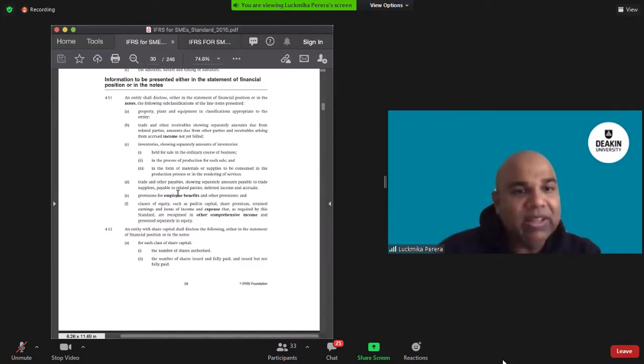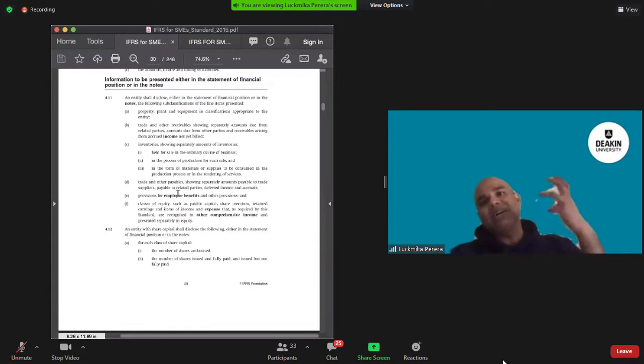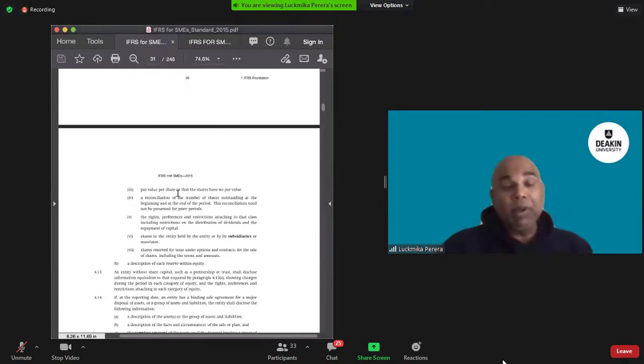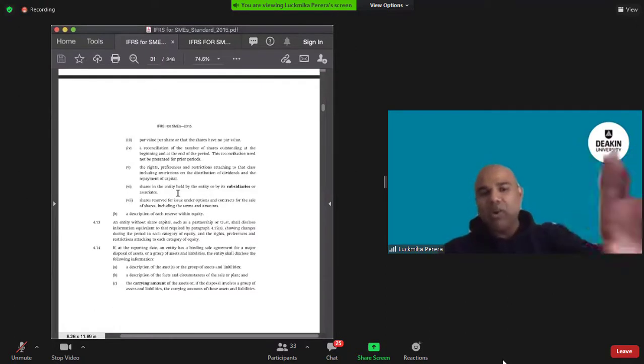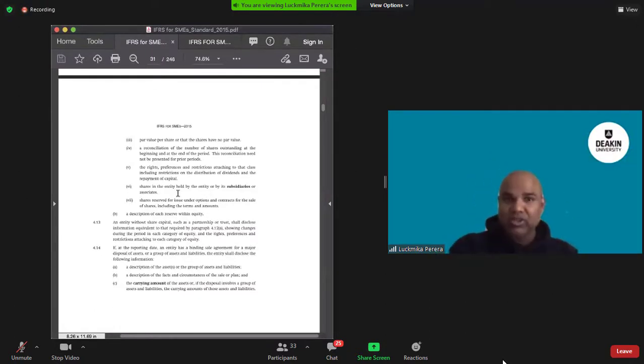Also, an entity with share capital shall disclose the following either in the statement of financial position or in the notes: number of shares authorized and some other relevant aspects in relation to the specific shares. So I'm not going to go through in detail all of these items, but I encourage you to download the standards, IFRS for SMEs, and then go through this document one by one in your own good time. Okay.